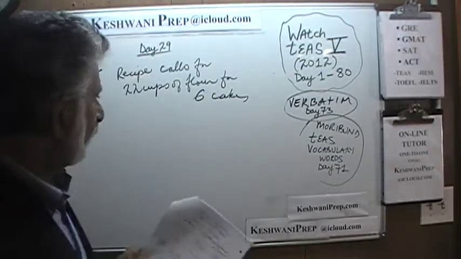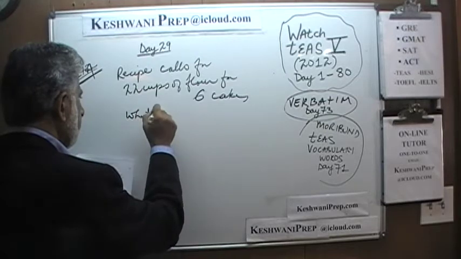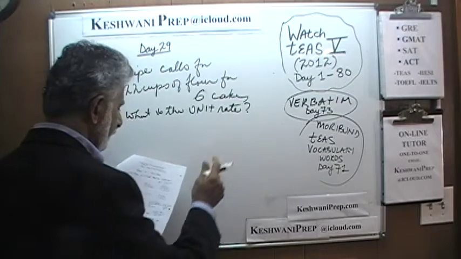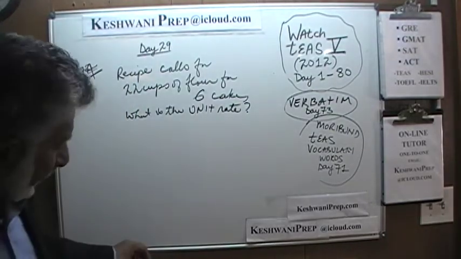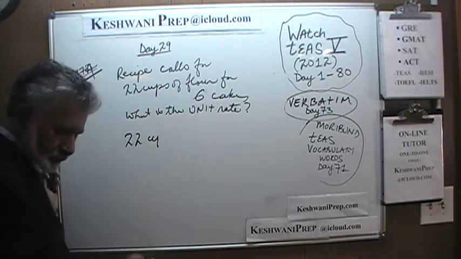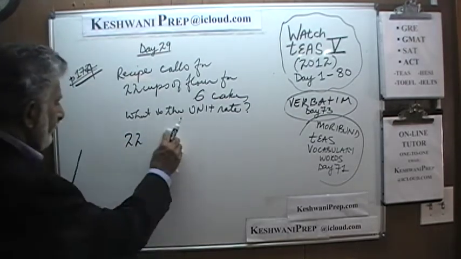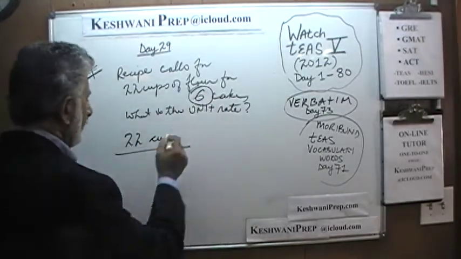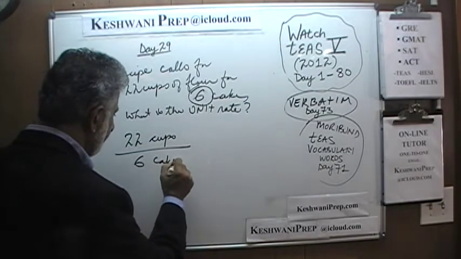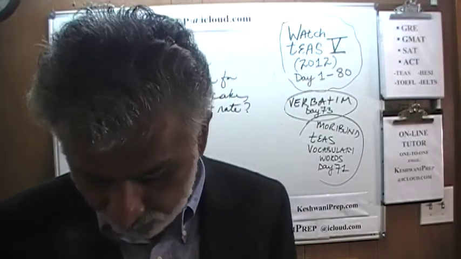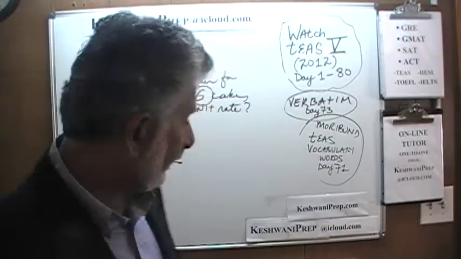The question is, what is the unit rate? Well, let's find out, shall we? So we have 22 cups are required for 6 cakes. We want to find out how much flour we need to make just one cake. That's what unit rate means, per one cake. Well, let's find out, shall we?